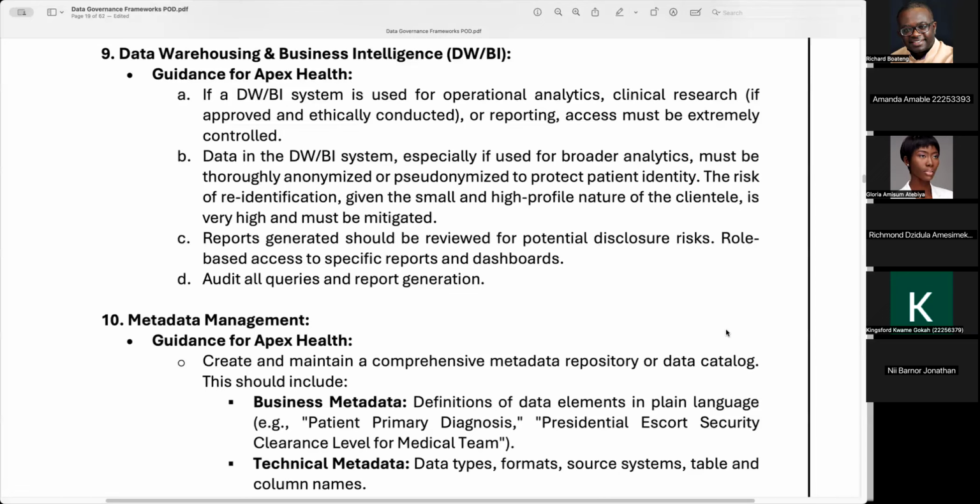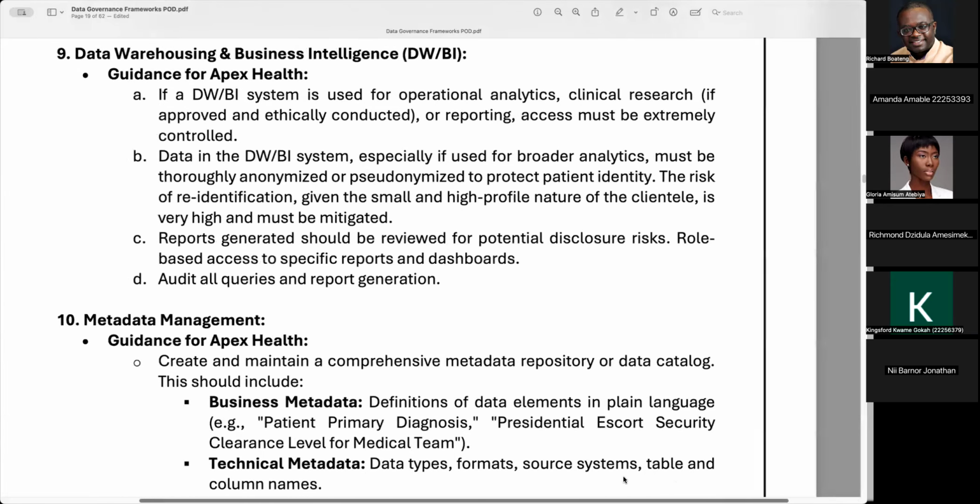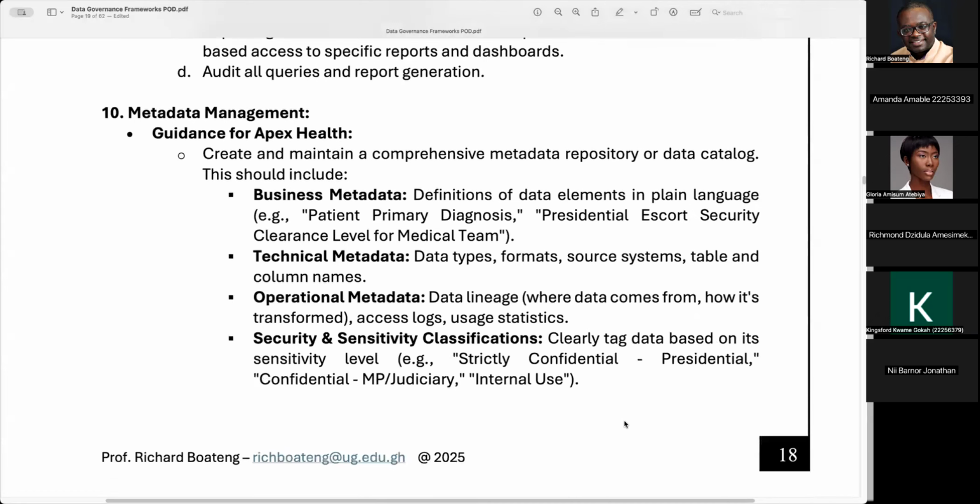Reports themselves must be carefully reviewed for potential disclosure risks before distribution. Role-based access should control who can even see specific reports, and all queries accessing the underlying data must be logged and audited. Metadata management feels indispensable for understanding and controlling all the sensitive data across different systems.